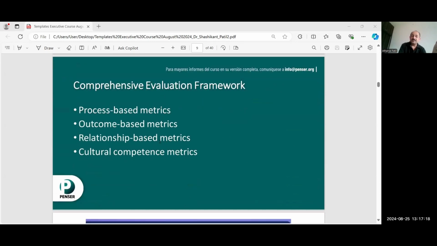So what is the comprehensive evaluation framework? The comprehensive evaluation and assessment framework of performance evaluation is based on four metrics. First is process-based metrics. Second is outcome-based metrics. Third is relationship-based metrics. And fourth is cultural competence metrics.